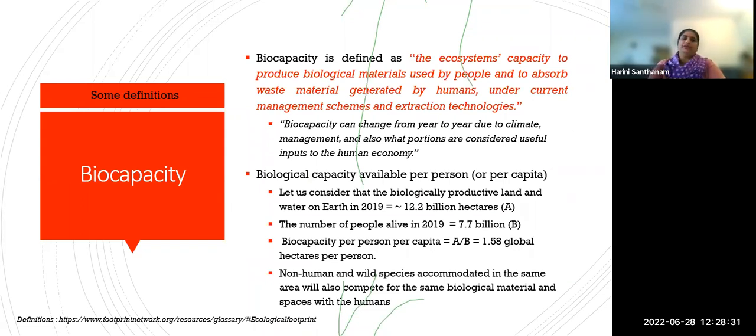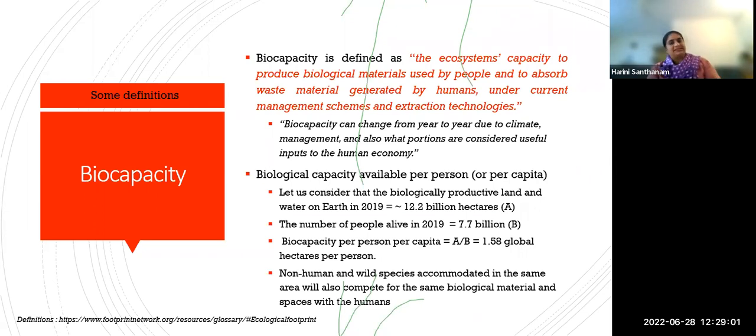Before we go to the ecological footprint, we have to understand a term called biocapacity. Biocapacity is defined as the ecosystem's capacity to produce biological materials used by people and to absorb waste materials generated by humans under current management schemes and extraction technologies. This very much corresponds to the ecological footprint of a nation, of an individual, of a region.